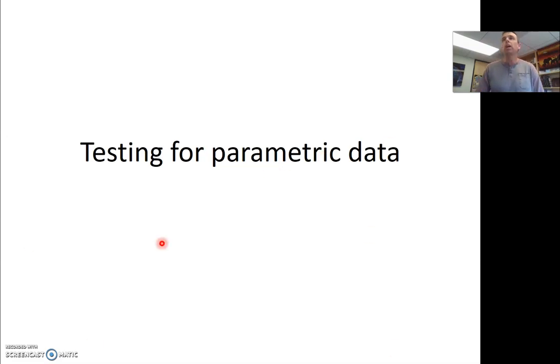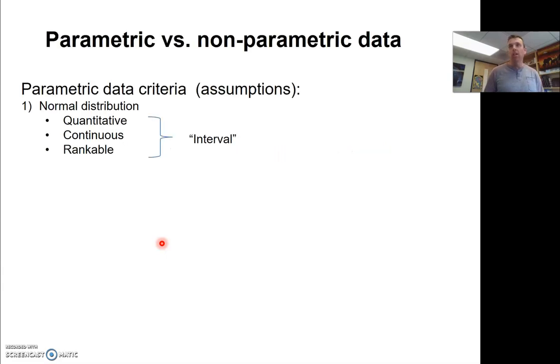So this week we're going to learn how to determine if data is parametric, and this has a lot of important implications on what type of statistical analyses we can use. So let's talk a little bit about what parametric data is versus non-parametric data. So parametric data has some statistical functions that are a lot more powerful.